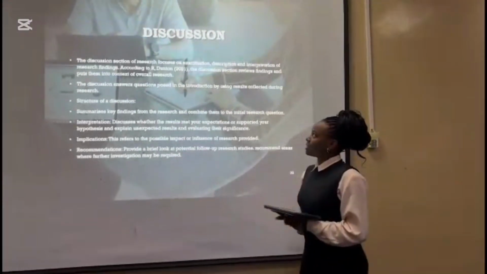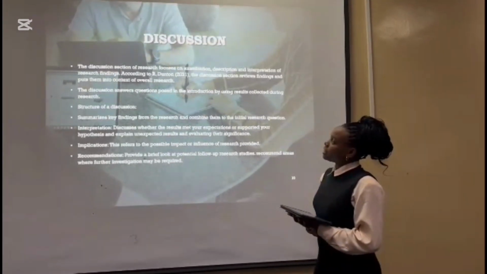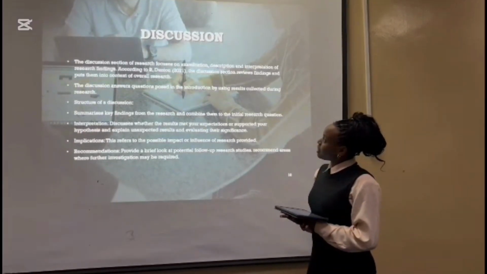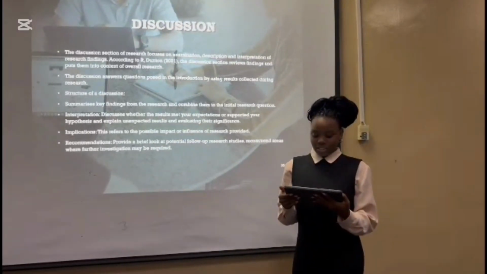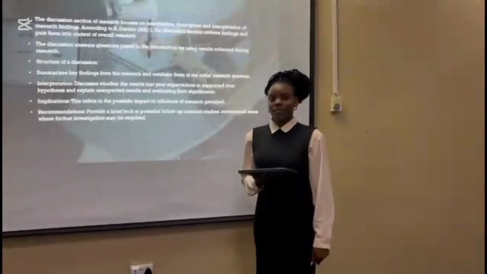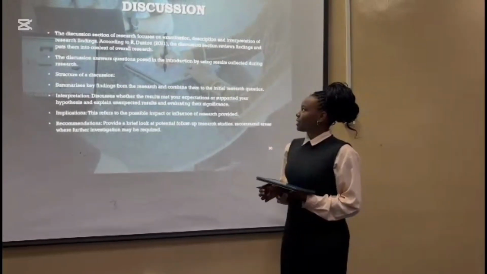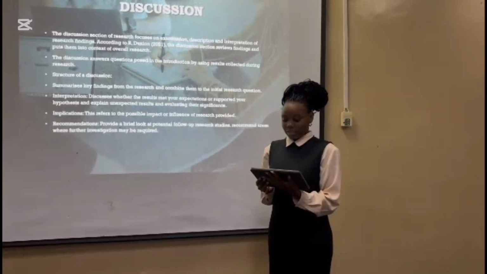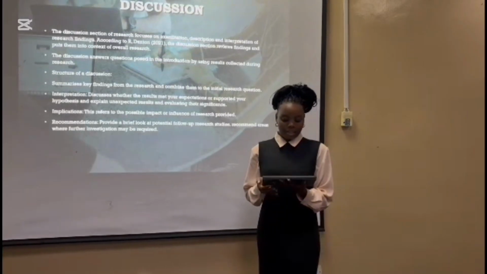Discussion. The discussion section of research focuses on examination, description, and interpretation of research findings. According to R. Dunton, the discussion section reviews findings and puts them into context of all research. The discussion answers questions posed in the introduction by using results collected during research. Structure of a discussion. Summarizes key findings from the research and combines them to the initial research question. Interpretation. Discusses whether the results met your expectation or subverted your hypothesis, and explains unexpected results and evaluates their significance.